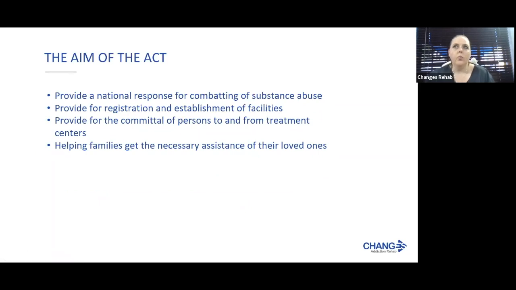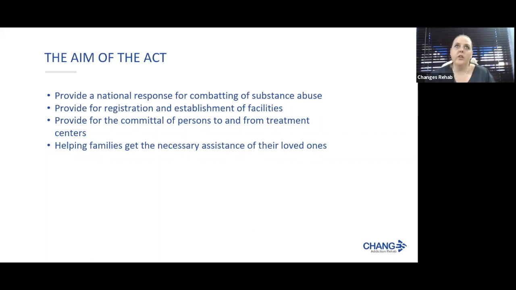Okay. When we look at the aim of the Act, it's obviously there to provide a national response for combating substance abuse. So it's something that can be used through the courts to try and minimize the effect that substance abuse has on the community as a whole. It provides for registration and establishment of facilities. So what that does is when we generally have to court order someone into treatment, it has to be a registered facility with the Department of Social Development.